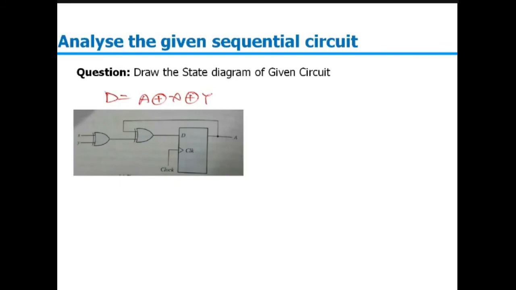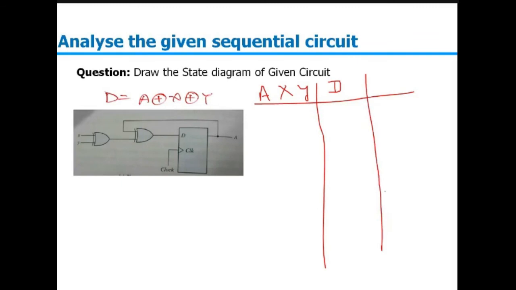Draw the table. For 3 inputs, I will have 8 combinations of AXY. Depending on it, calculate the value of D. From D, find A plus. A plus will be the next state. So you need to draw a table with AXY, these are your 3 inputs. Depending on the 3 inputs, you will determine the value of D, and from D you will find the value of A plus, the next state.